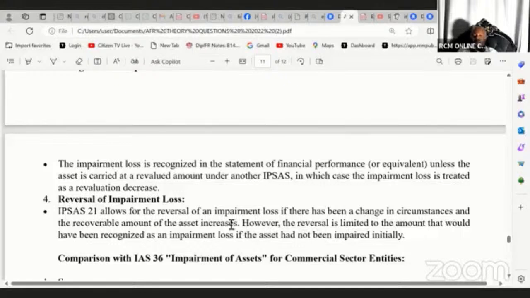IPSAS 21 allows for the reversal of an impairment loss if there has been a change in circumstances and the recoverable amount of the asset increases. However, the reversal is limited to the amount that would have been recognized as an impairment loss if the asset had not been initially impaired. They're basically giving us a cap, a limitation. If the carrying amount is 10 million, and the recoverable amount is 3 million, the asset has made an impairment loss of 7 million.